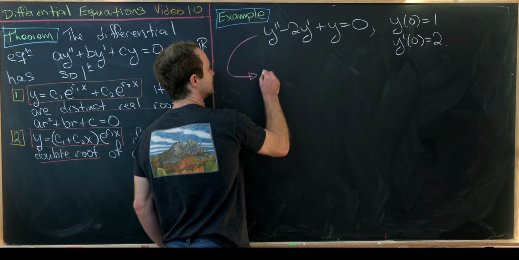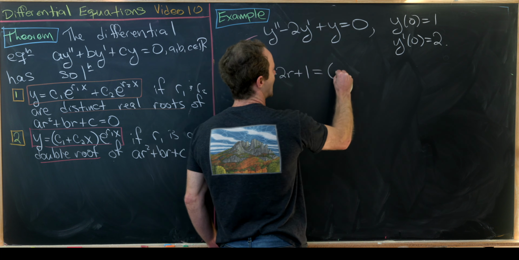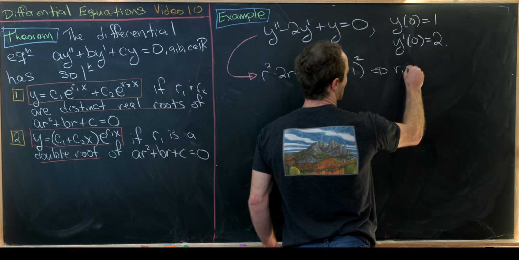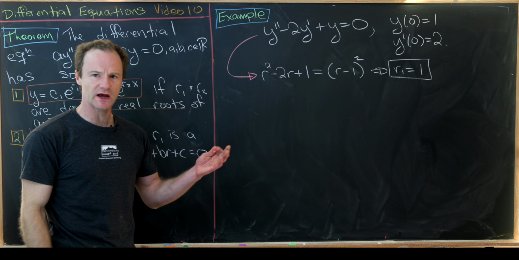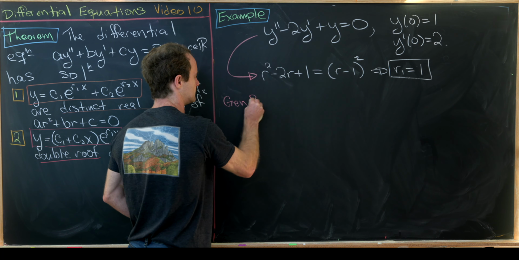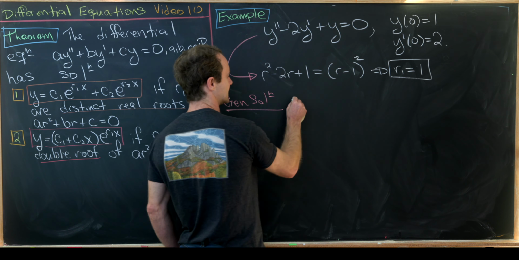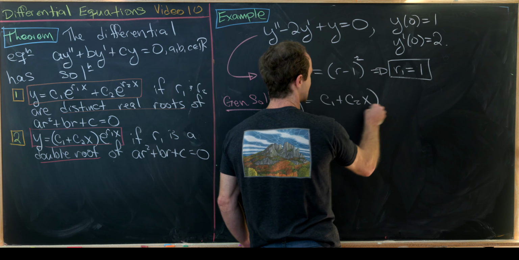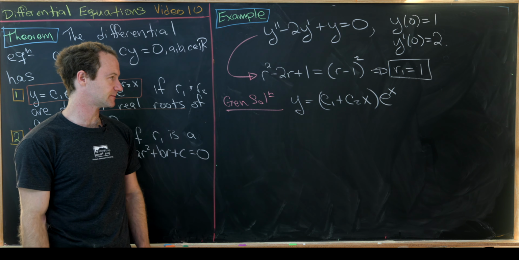So notice the associated polynomial is r squared minus 2r plus 1. That factors as r minus 1 squared. So that tells us that we have a double root, which is r1 equals 1. Okay, so that means our general solution before we look at our initial conditions goes like this. We have y equals c1 plus c2 times x times e to the x. It's e to the 1 times x.